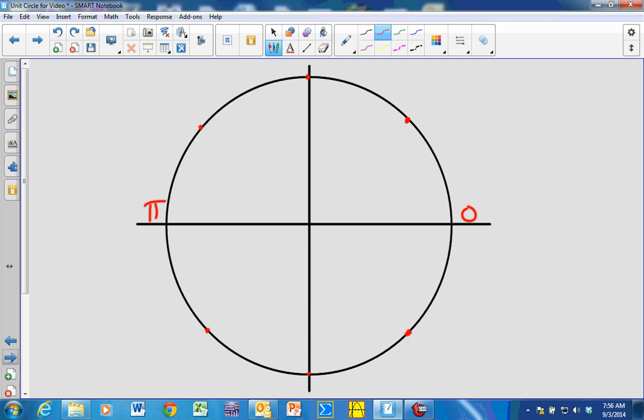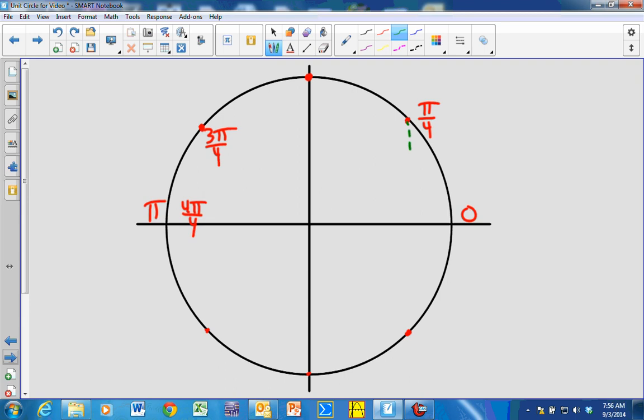So if pi is halfway across the top of the circle, this must be pi over 4. Up here would be 2 pi over 4, but again, it would simplify to pi over 2. We already know those coordinates, but that would make this 3 pi over 4, and then pi would be 4 pi over 4, which of course simplifies to pi, so we don't necessarily need to write that.